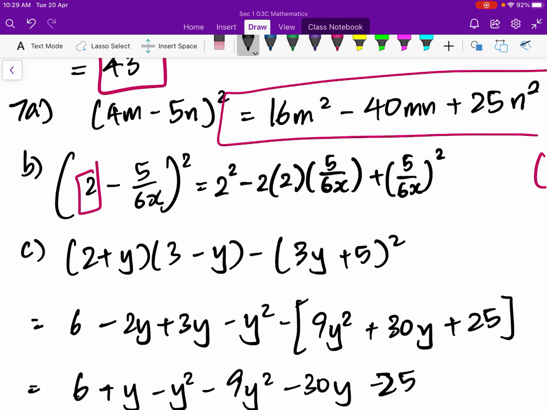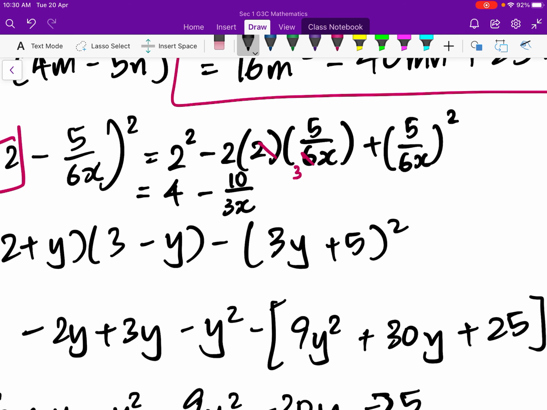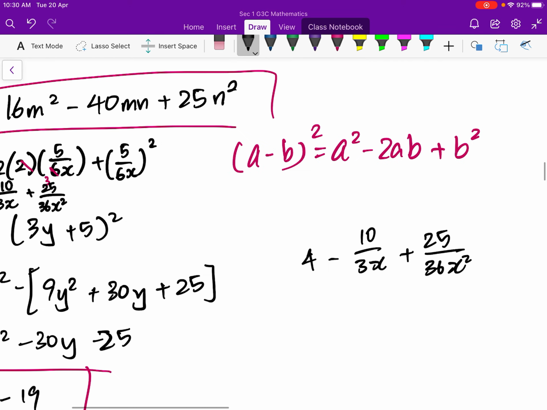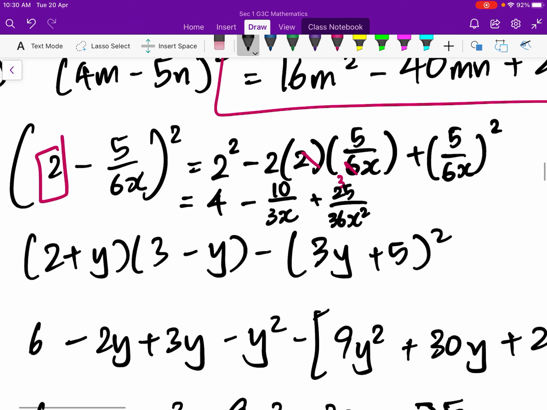So let's simplify. We get 4 minus, okay, so here we can simplify 2 and 6, this becomes 3. So negative 2 times 5, we have negative 10. So minus 10 over denominator is 3x. Final term plus 5 squared, you get 25 over 6x squared, 36x squared. Minus 10 over 3x plus 25 over 36x squared. Yep, correct.